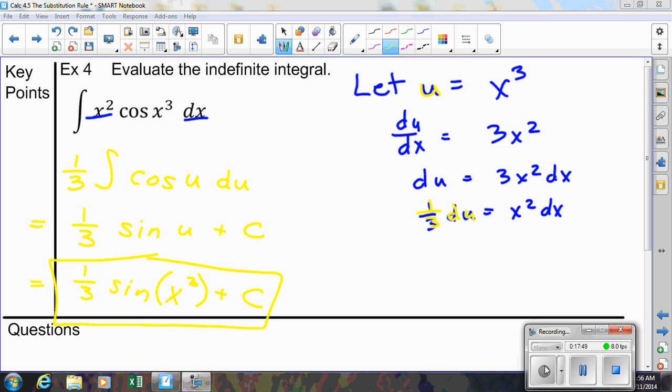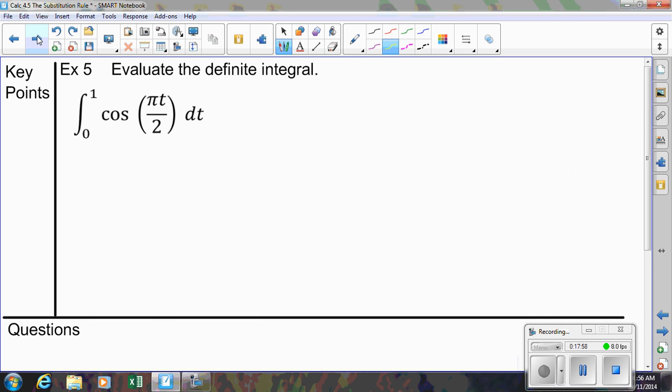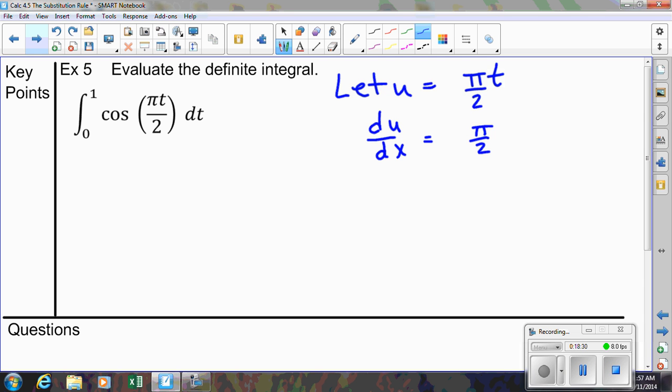In each of the examples we've looked at thus far, we've always had indefinite integrals, where we did not have vertical lines for the bounds. If you change it to a definite integral, how does that change things? Most of the work is going to be the same. You will still set up your u substitution. This one looks like we should have u be equal to pi t over 2, or pi over 2 times t. That would then give us du dx is just pi over 2.